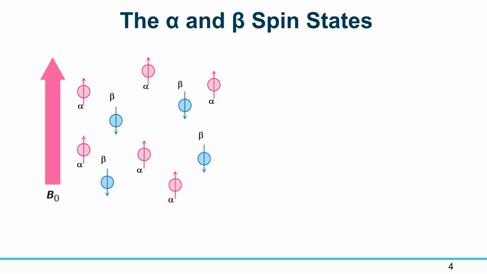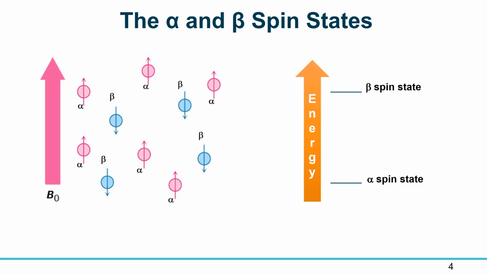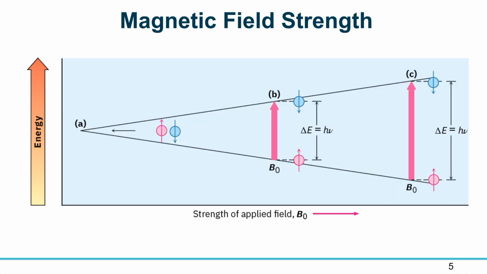Magnetic moments can be aligned with the external magnetic field. This is called the alpha spin state. Or they can be aligned against the external magnetic field, which is called the beta spin state. The alpha and beta spin states are not equal in energy. It is higher energy to be aligned against the magnetic field. The stronger the magnetic field, the greater the energy gap that exists between the alpha and beta spin states.